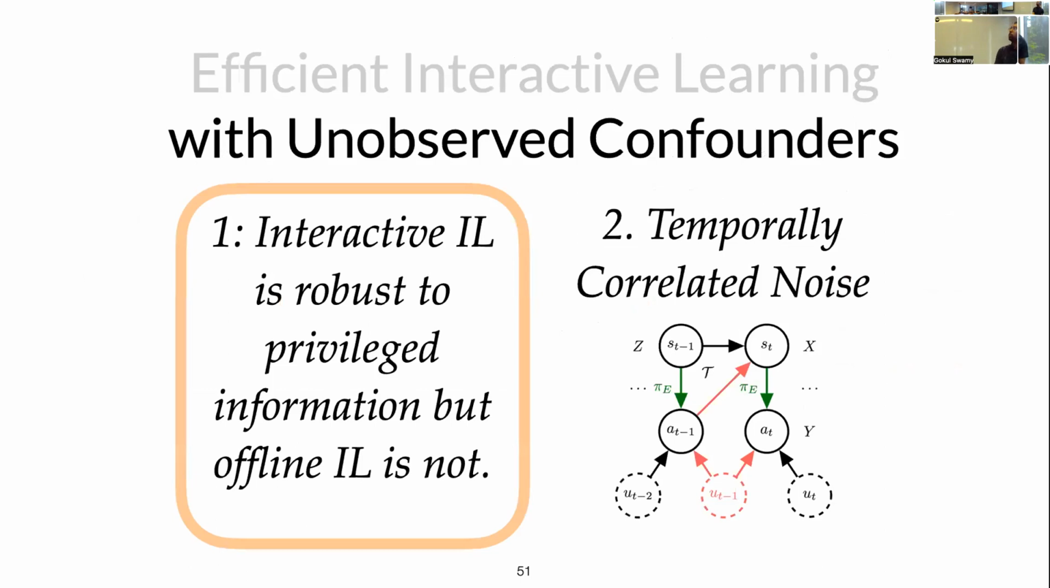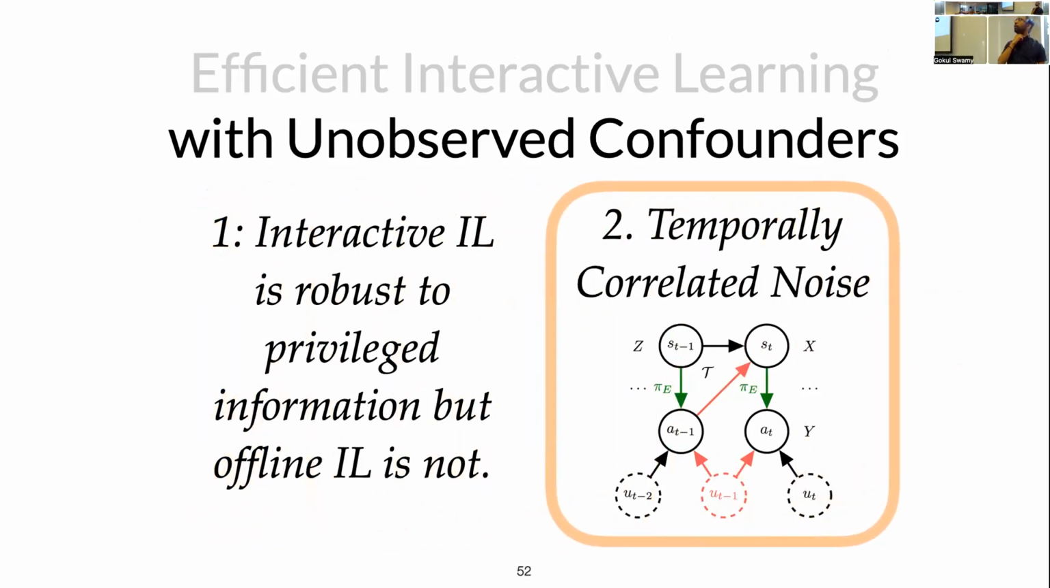So maybe the takeaway from this part of the talk is that we've shown both in theory and in practice that interactive imitation learning is robust to privileged information, but offline imitation learning is not. I'm now going to talk about another class of confounders, which are going to be called temporally correlated noise, or TCN for short.